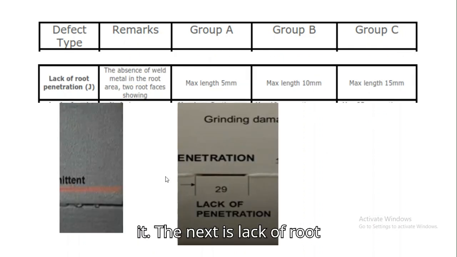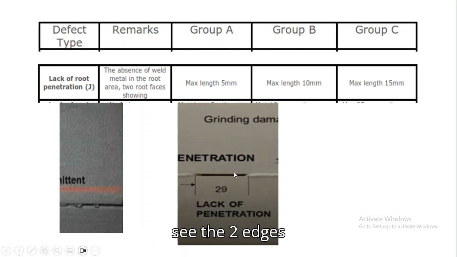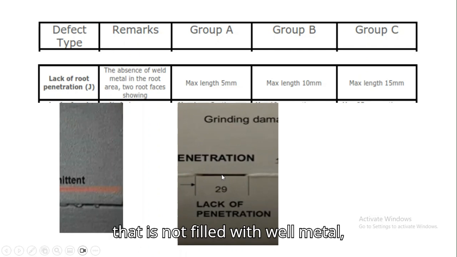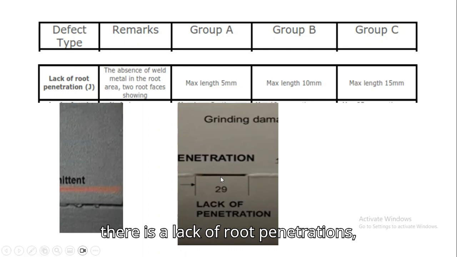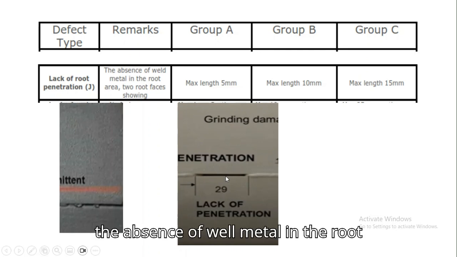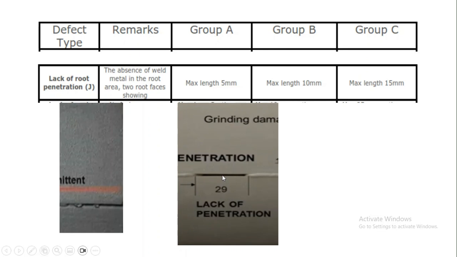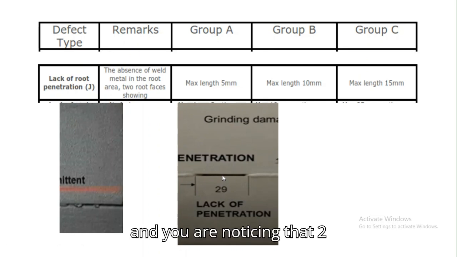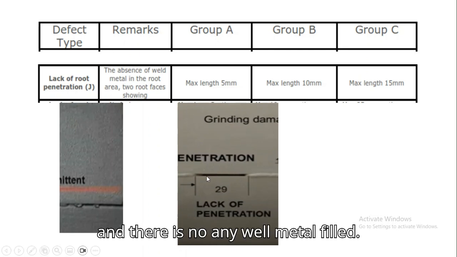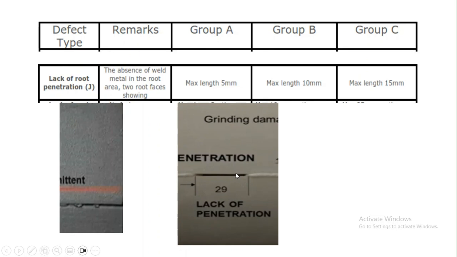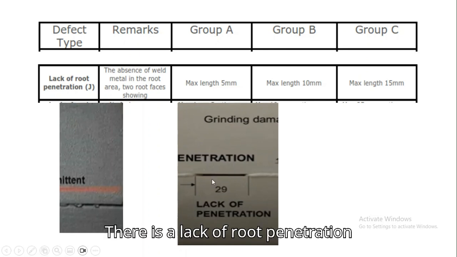The next is lack of root penetration. If you see the two edges that are not filled with weld metal, there is a lack of root penetration. It is the absence of weld metal in the root, and you notice the two root faces. You can see the two edges here, and there is no weld metal filled. There is a lack of root penetration.